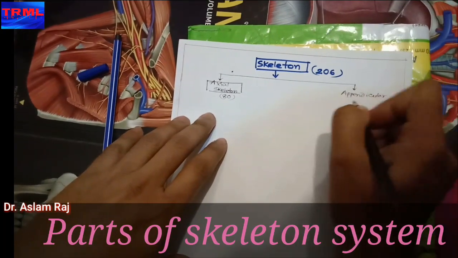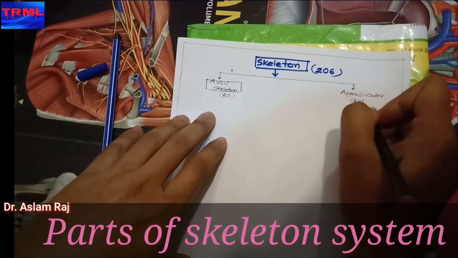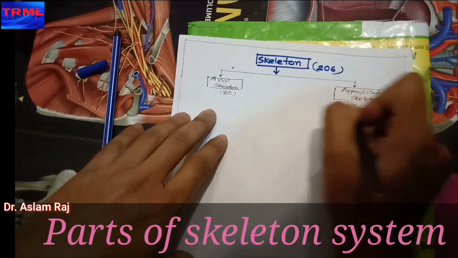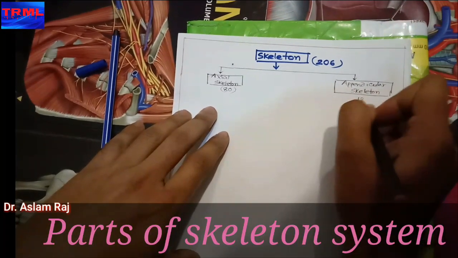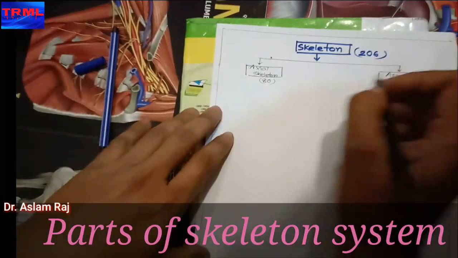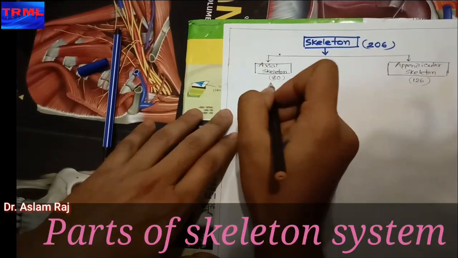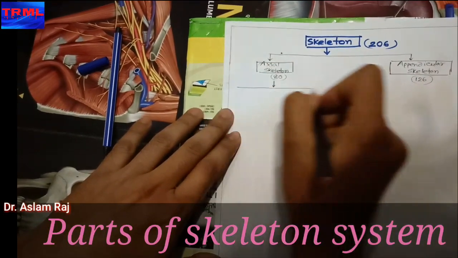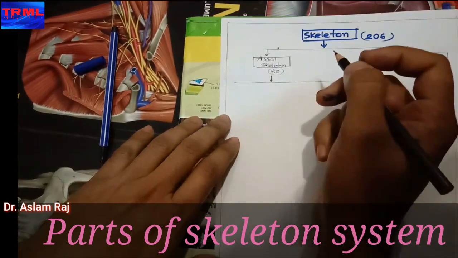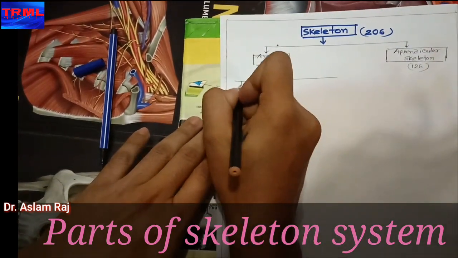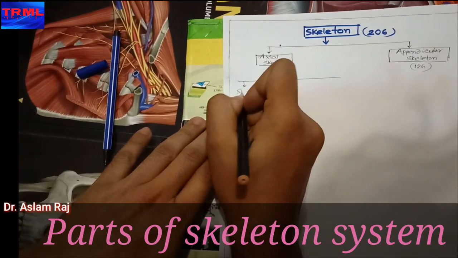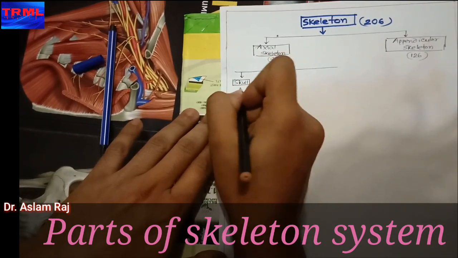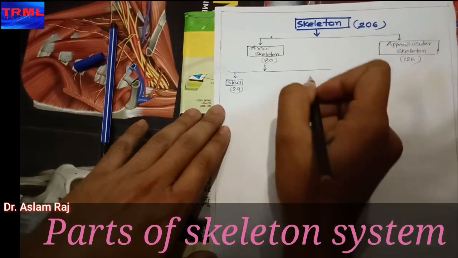The second one is appendicular skeleton. This includes 126 bones. Axial skeleton is mainly divided into three parts. If we call ribs and sternum separately, then it is four parts. First one, skull. Skull is a total of 29 bones.